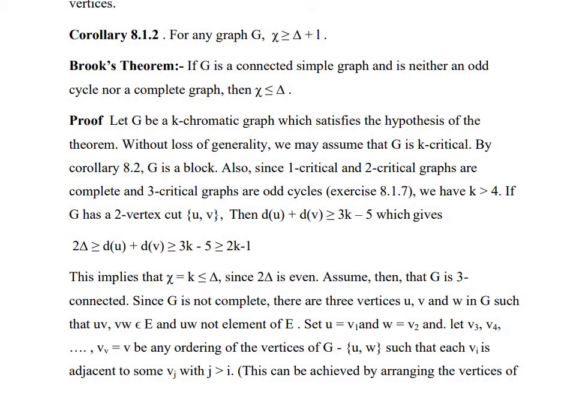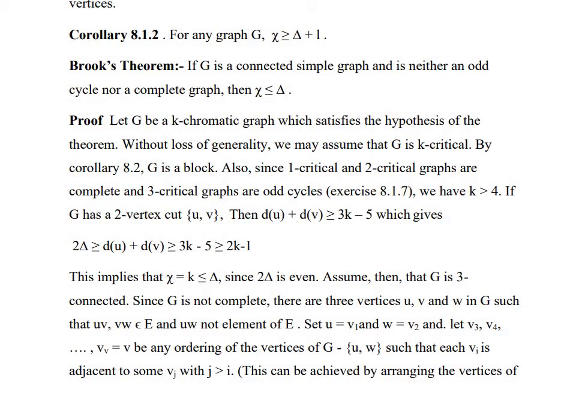Next is Brooks' theorem. If G is a connected simple graph and is neither an odd cycle nor a complete graph, then chi is less than or equal to delta. For proving that, let G be a k-chromatic graph which satisfies the hypothesis of the theorem. Without loss of generality, we may assume that G is k-critical. By Corollary 8.2 that we have seen, G is a block.